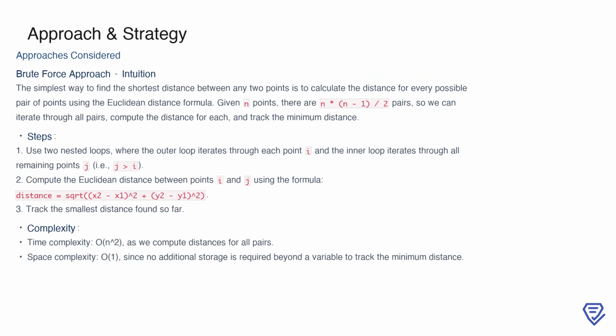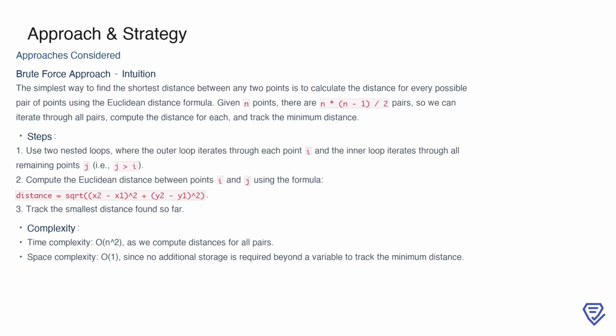To solve the problem of finding the shortest distance between points on a plane, the brute force approach is the most straightforward method. Here, we calculate the distance between every possible pair of points using the Euclidean distance formula. Since there are n*(n-1)/2 unique pairs for n points, we would use 2 nested loops, one to iterate through each point i and the other to iterate through the remaining points j where j is greater than i. For each pair, we compute the distance as the square root of the sum of squared differences in their x and y coordinates. Throughout this process, we track the smallest distance encountered.